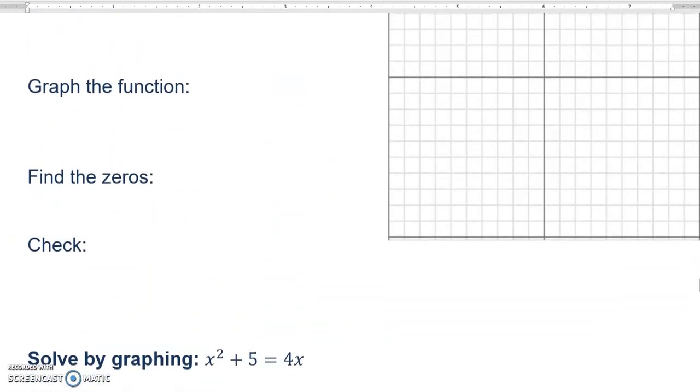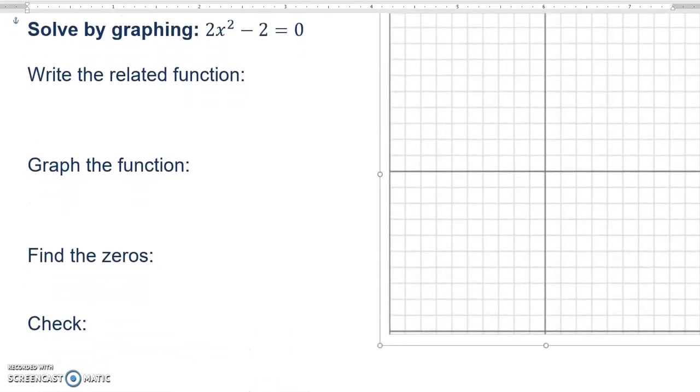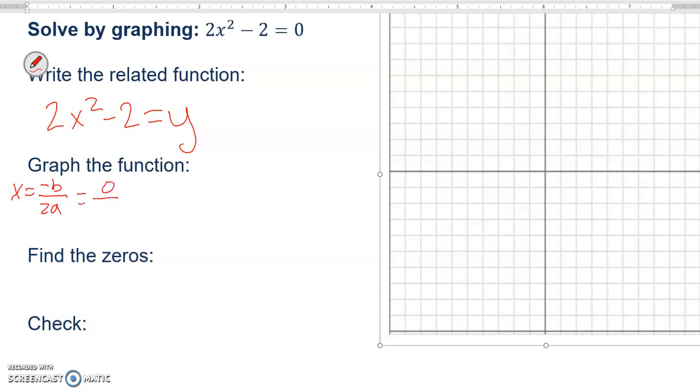Alright, so we're going to solve this one by graphing. So we're going to write our related function, so that is 2x squared minus 2 equals y. Now we're going to graph, so we're going to find our axis of symmetry. So x equals negative b over 2a. Our b is 0, so it's going to be 0 over 2 times 2, which is 0. So I'm going to put that axis of symmetry down.